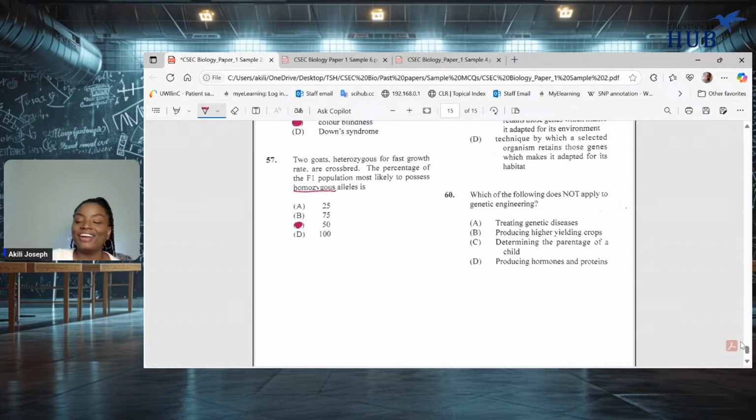So genetic engineering is not used for determining who the baby daddy is, right? Determining the parentage of a child. It's not going to be C.